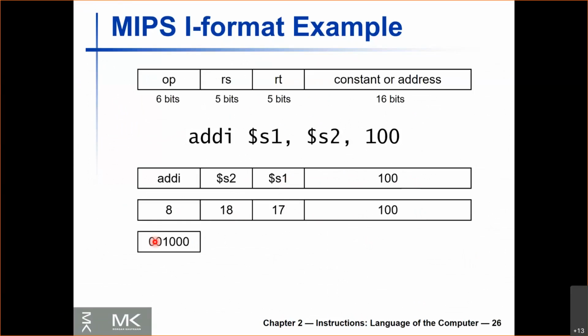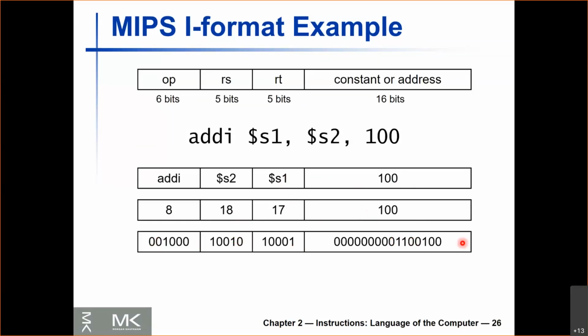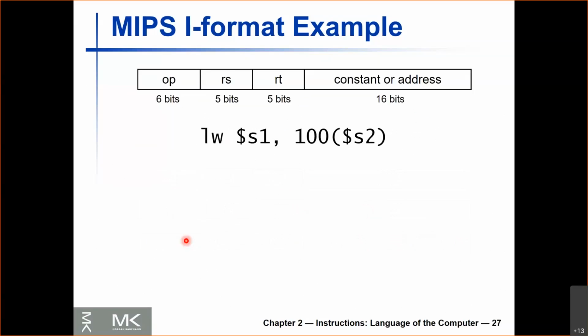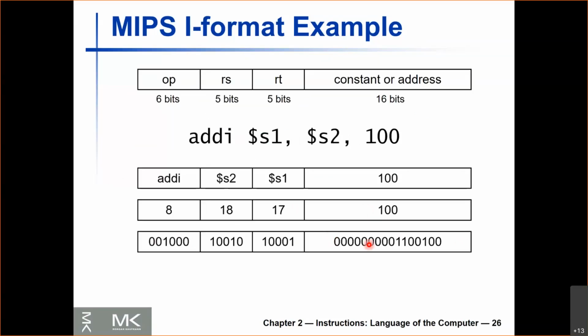So 8 in binary is 00100. 18 in binary is this number over here. You guys know how to convert from decimal to binary. So 17 in binary is this number over here, and 100 in binary as a 16-bit number is this number down here. So this sequence of 32 bits is the add immediate instruction.